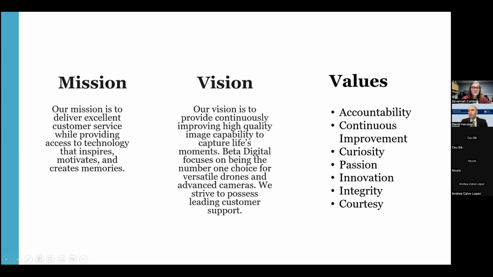Okay, so we're going to talk about our mission and vision. Beta Digital's mission is to provide excellent customer service at the same time we provide customer access to wonderful technology that inspires, motivates, and creates memories. And our vision is to provide continuously improving high quality image capability to capture life's moments. Beta Digital strives to be customers' number one choice for versatile drones and advanced cameras that do not sacrifice quality or break the bank. We strive to be a business with leading customer support.